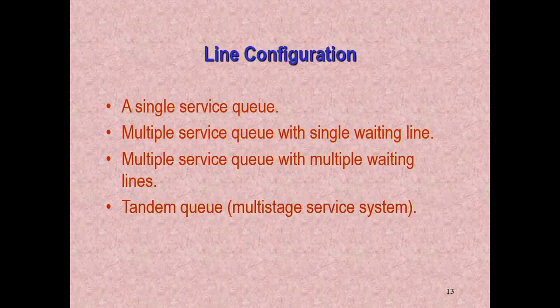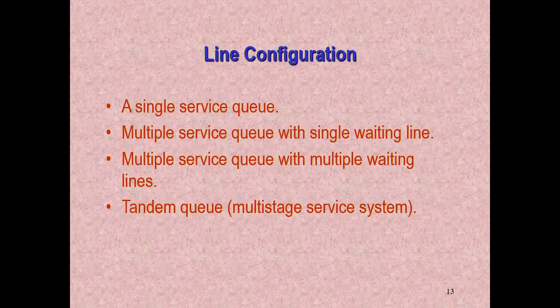So I've already kind of mentioned this. Line configuration is important. We can have a single service queue, meaning everyone gets in the same line because we only have one server. So it's just one line, one server. That's a single service queue. We can have a multiple service queue with a single waiting line. That is the bank example, right? We have one line, but we have multiple service queues. So you wait in one line, but there's multiple tellers.